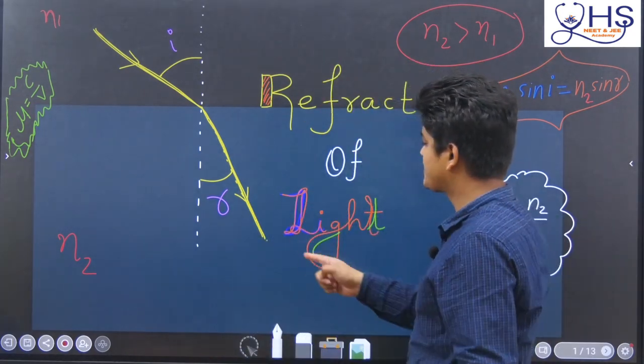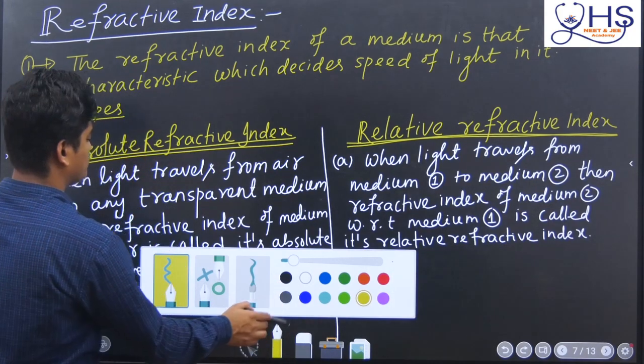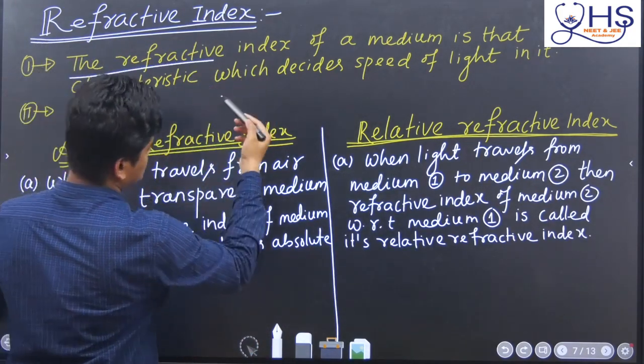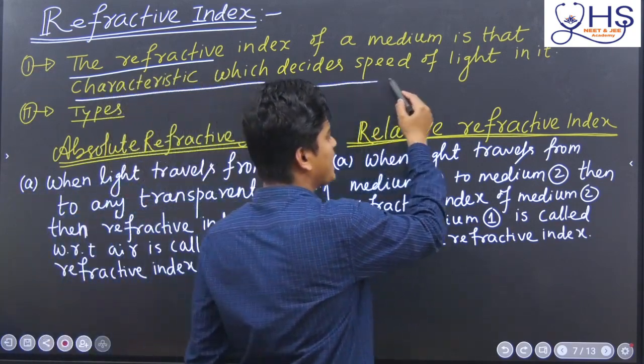Today we'll be discussing refraction of light. So what is the refractive index of a medium? The refractive index of a medium is the characteristic which decides the speed of light in it.